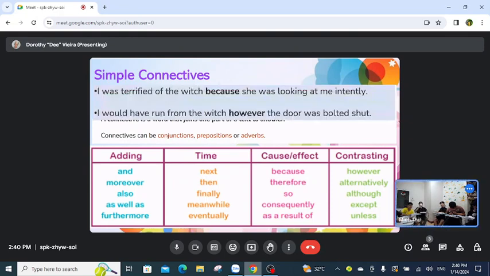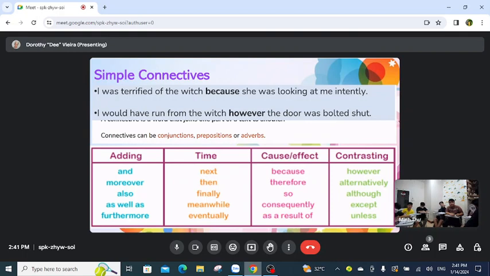Okay. So, there are two sentences where I have used some connectives. So I could have two sentences here. I was terrified of the witch, full stop. She was looking at me intently, full stop. But if I use a connective, I can make a longer sentence, a more complex sentence. So I've used here because, the reason. So I was terrified of the witch. Why? Because she was looking at me intently. She was really staring at me.